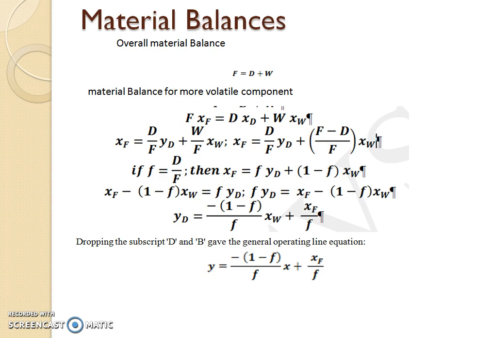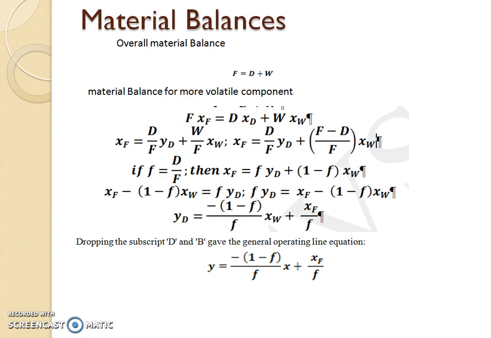To develop the operating line equation, we have to write the material balance equations. The first one is the overall material balance equation, that is, total input is equal to total output. So that is F is equal to D plus W. Now I am going to write the material balance for the component, that is the more volatile component. That is F into XF is equal to D into XD plus W into XW.